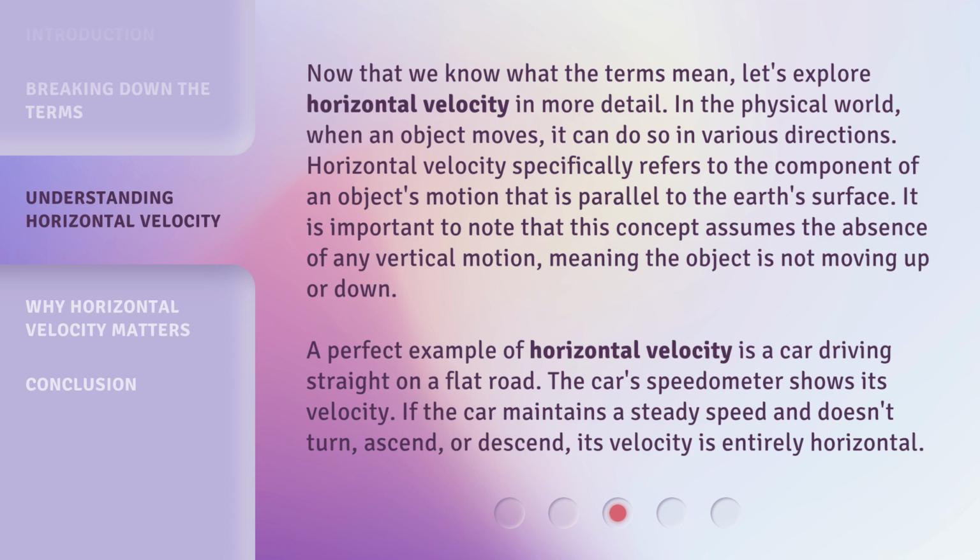The car's speedometer shows its velocity. If the car maintains a steady speed and doesn't turn, ascend, or descend, its velocity is entirely horizontal.